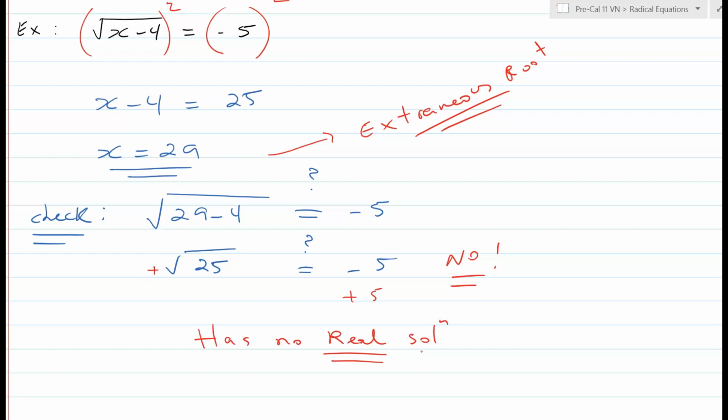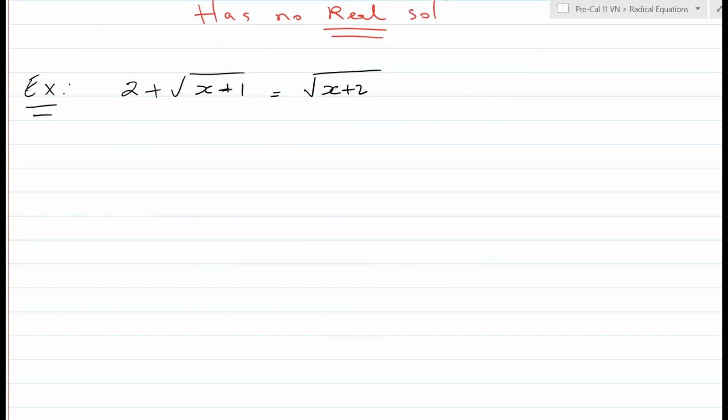All right, so that's the first example. Let's look at another example. We are having three terms. On the left hand side, 2 plus square root of x plus 1 equals square root of x plus 2. Now in this case, the radicals are already isolated. There's nothing you can do. You have three terms, and one of the terms is not a radical. So the first thing that you have to do is go ahead and square both sides of the equation.